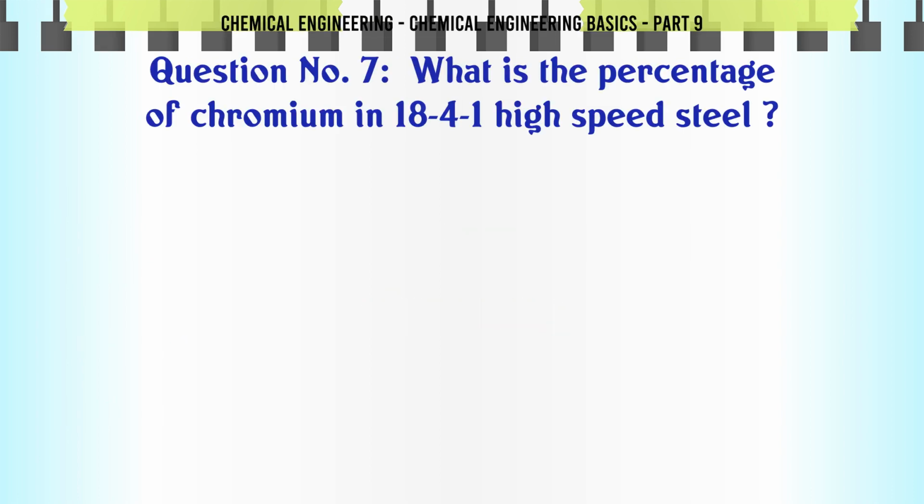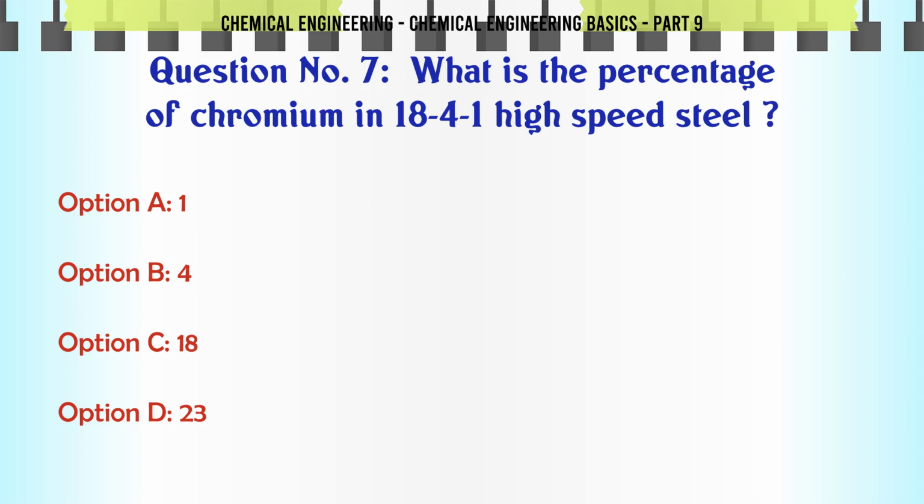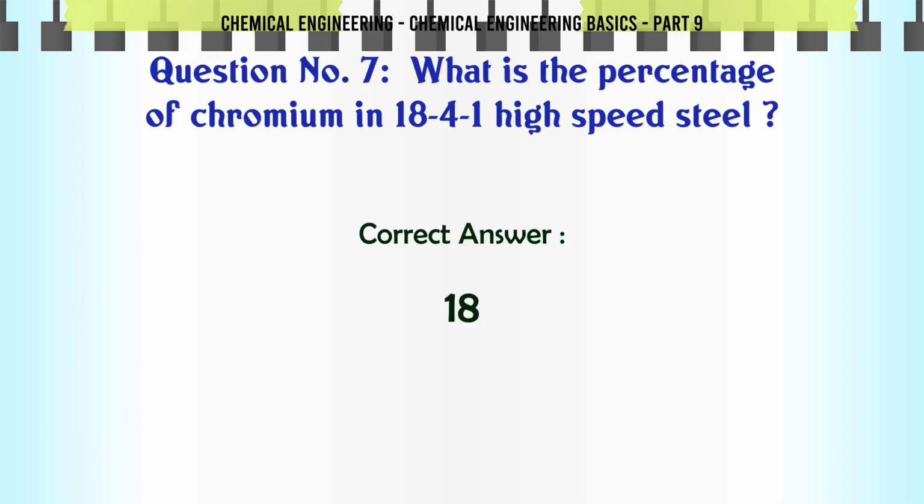What is the percentage of chromium in 18-4-1 high-speed steel? A. 1. B. 4. C. 18. D. 23. The correct answer is 18.